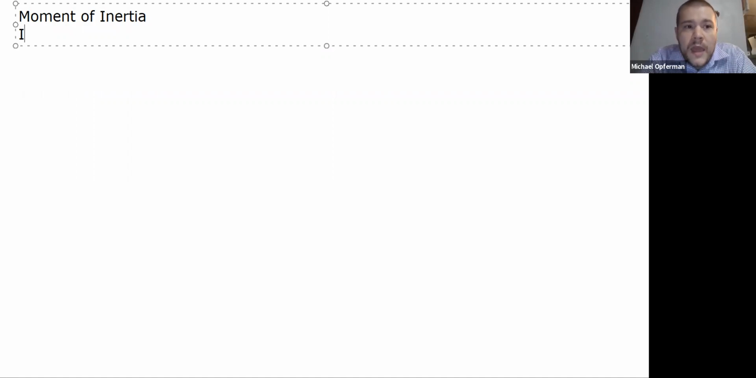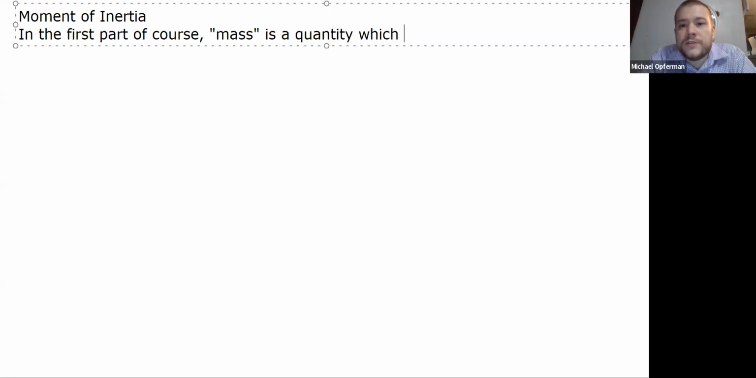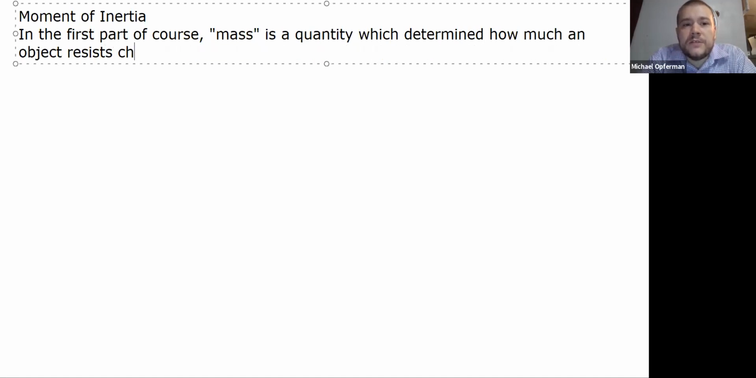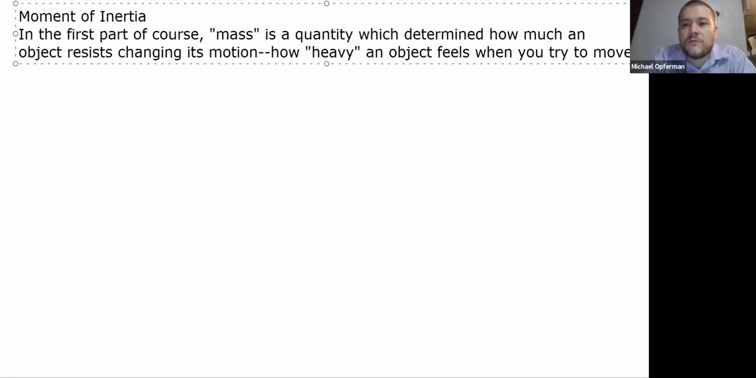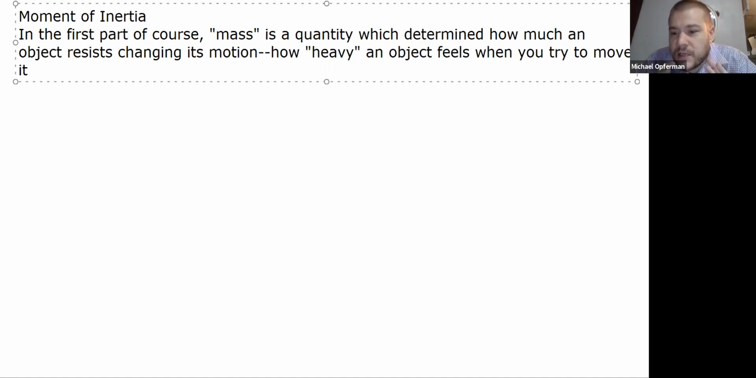In the first part of the course with F equals ma, mass is a quantity which determined how much an object resists changing its motion, and therefore determines how heavy an object feels when you try to move it. Okay, so that's what mass is at a really basic level. It's how much an object resists changing its motion.